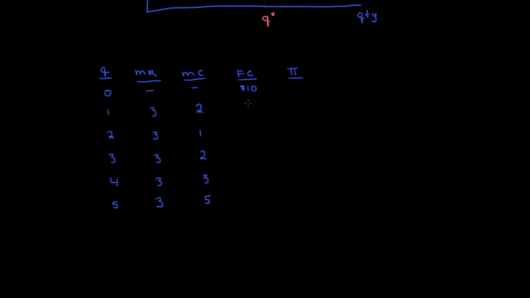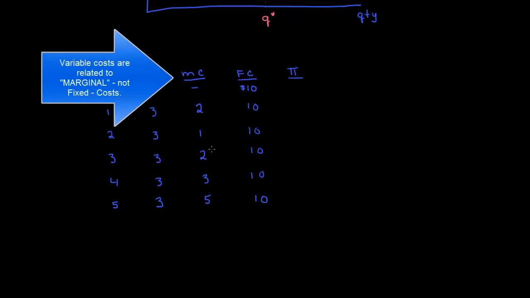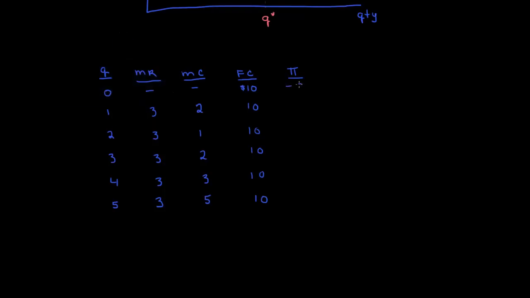Okay? Fixed cost never changes. Fixed cost is always $10 no matter how many units we produce. Now I don't have a variable cost column in here, but that's no big deal because we know variable costs are related to fixed costs. So let's go ahead and look here. If we don't produce any output, then we're going to be $10 in the hole.